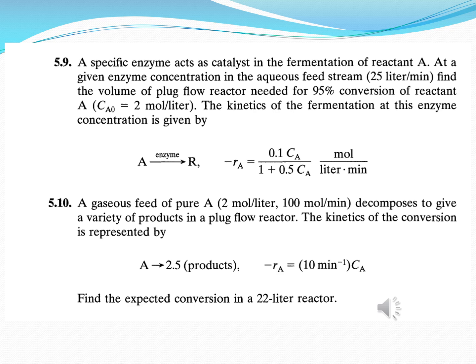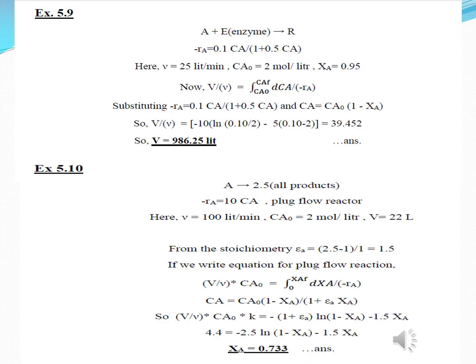Overall the rate expression is given. It is first order, so 10 is the reaction rate constant value, and Ca is the concentration. Find the expected conversion. You need to find the conversion XA in a 22 liter reactor. So what are we given? We are given the concentration Ca naught, volumetric flow rate, reaction kinetics, the rate equation, and the volume, and we need to calculate the conversion.